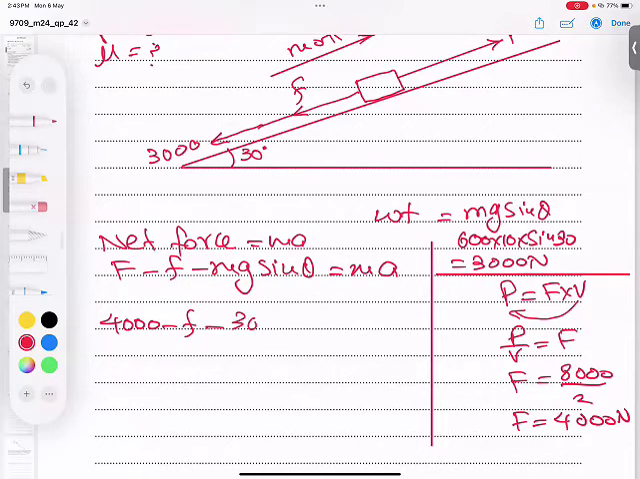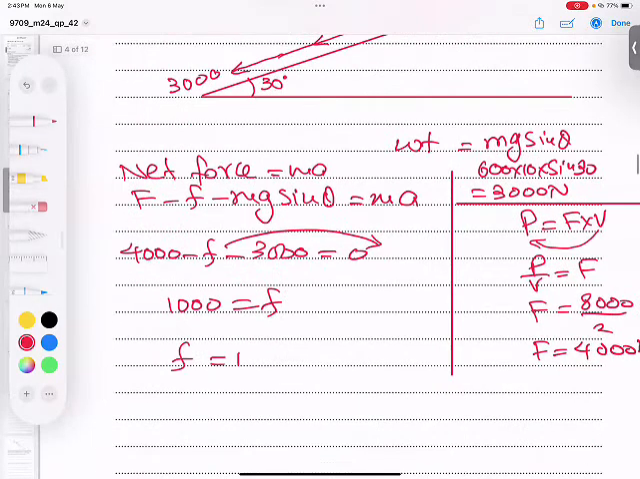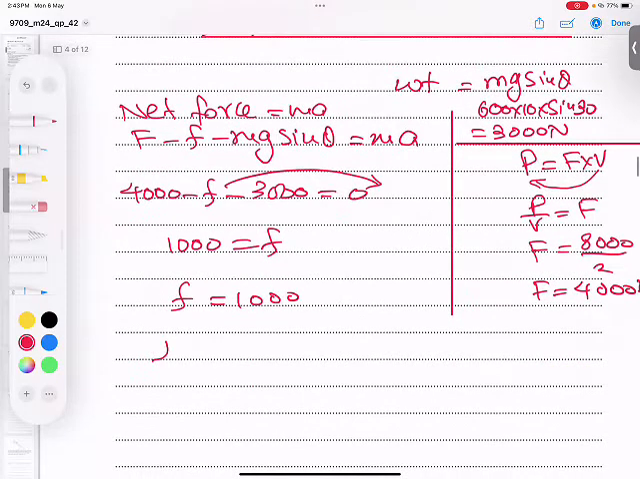Okay, so 3,000 and air mass is 0. So this, I get 1,000, and I will bring friction to the other side. Now the friction F is equal to 1,000. And what is the formula? F is equal to mu R.